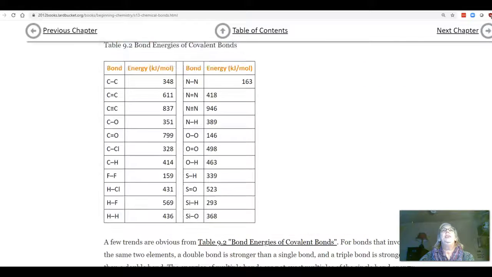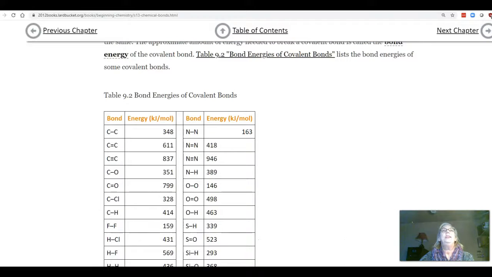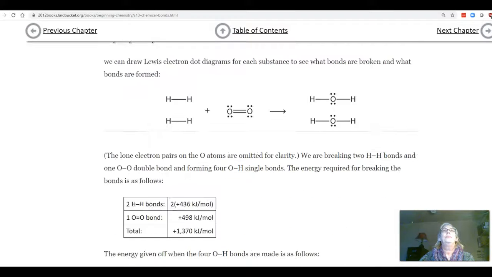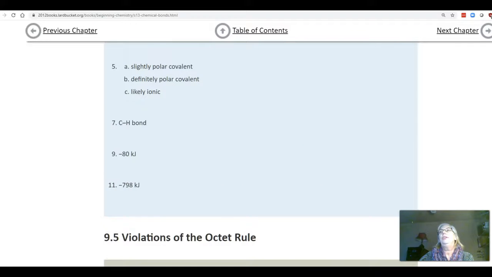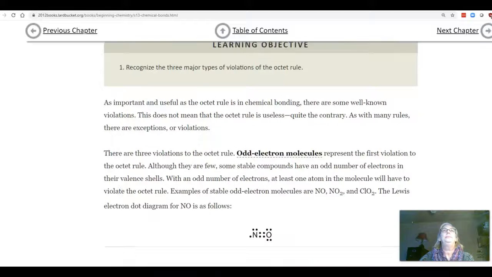And there's energy associated with bonding, so here's some energies. When you have a nitrogen double bond, it has this much energy associated with that double bond. So that's what these numbers are related to. So we can explore the energies in bonding.